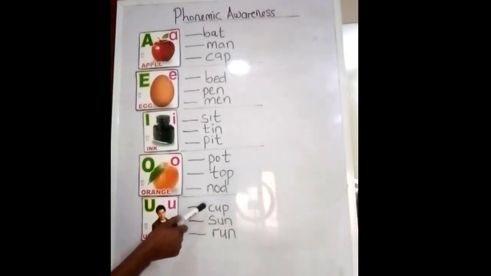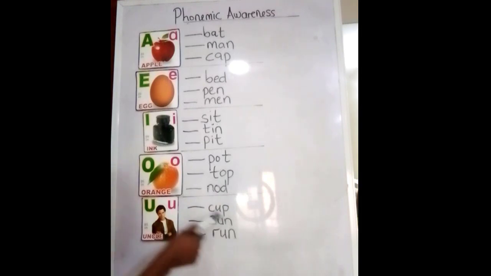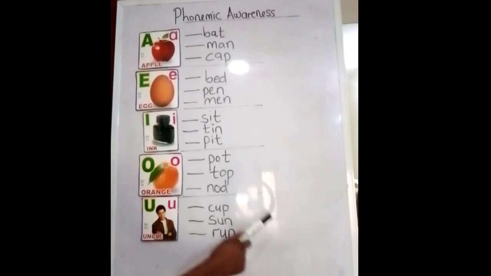The last set we have here, you have the words cup, sun, run. So for cup, C makes the sound K, remember? So you have K, and our letter U makes the sound uh, and letter P makes the sound P. So you have K, uh, P, cup. S, uh, N, sun. R, uh, N, run.